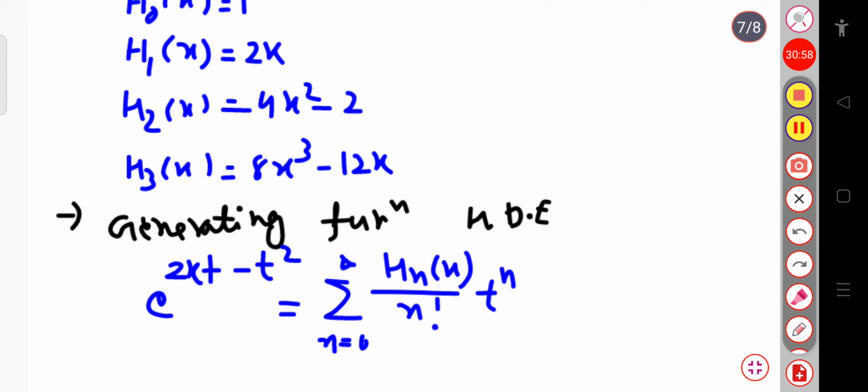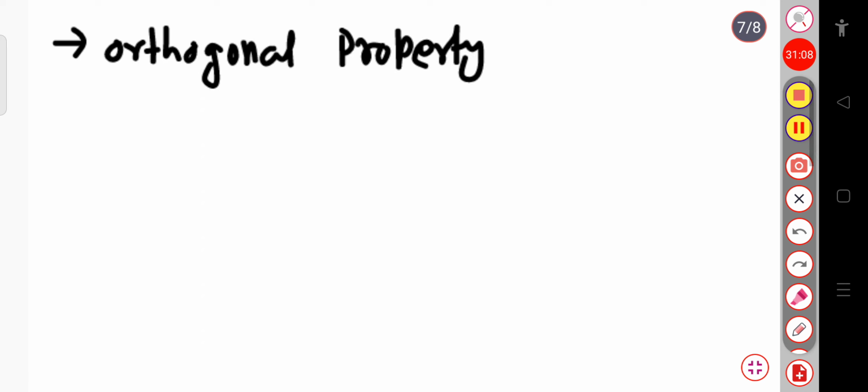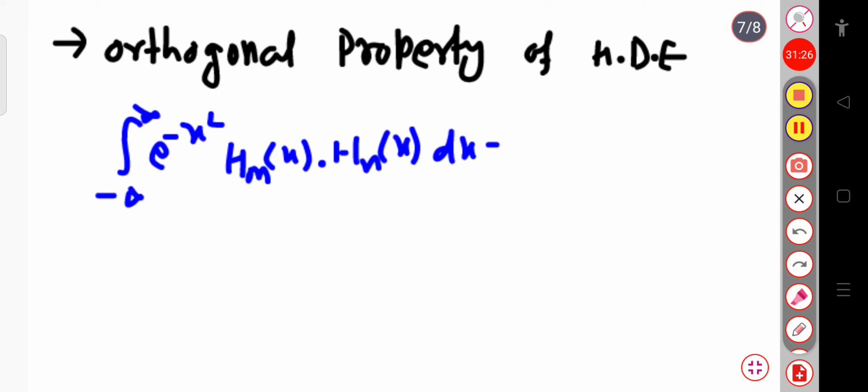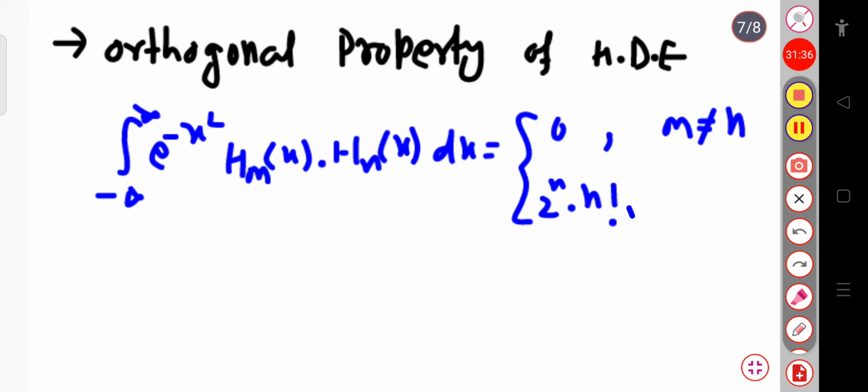And the orthogonal property of the Hermite differential equation, we can write integration from minus infinity to plus infinity of e power minus x square Hm(x) Hn(x) dx, that is equal to 0 when m is not equal to n, and its value is 2 power n into n factorial root pi when m equal to n. Okay, so this is the orthogonal property of the Hermite differential equation.